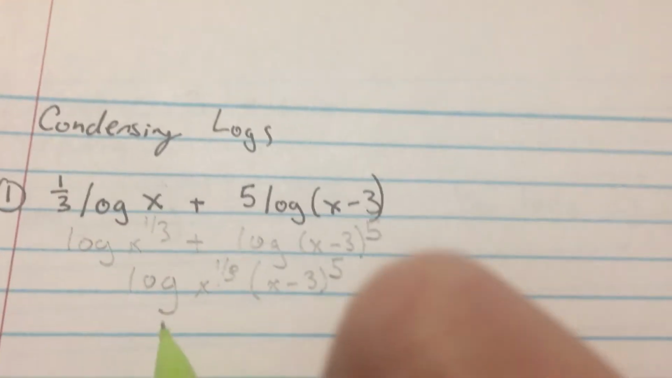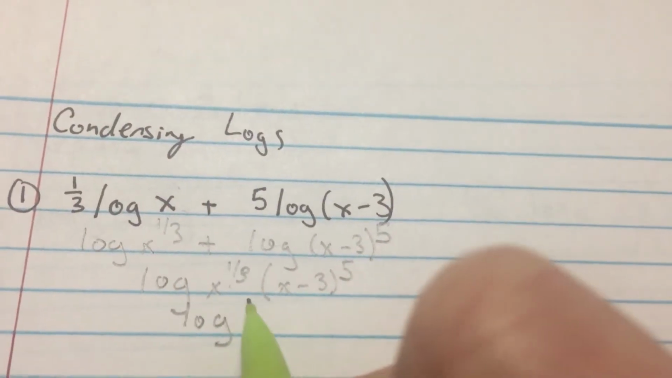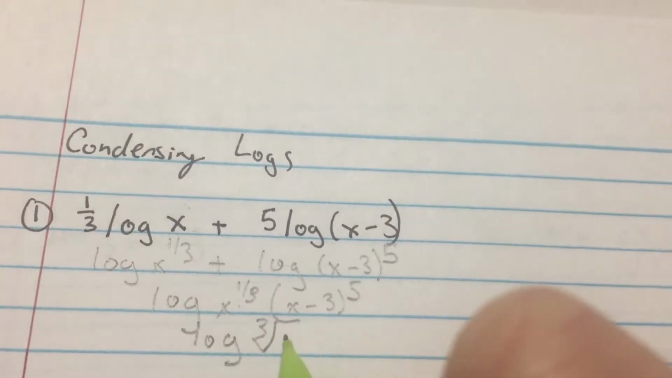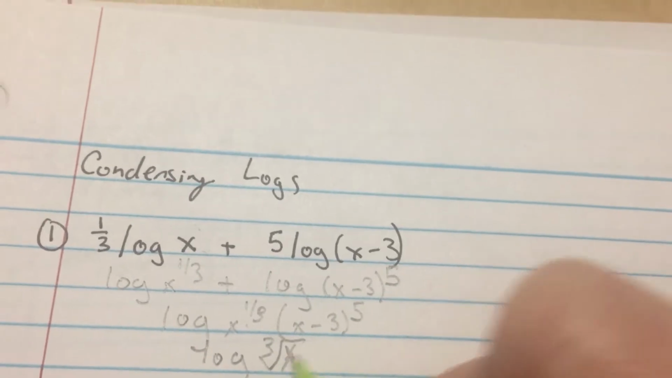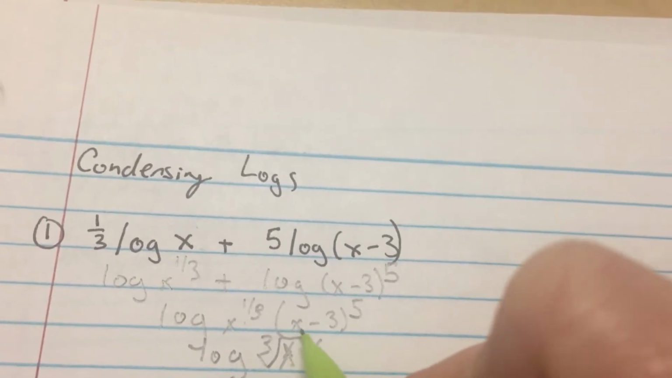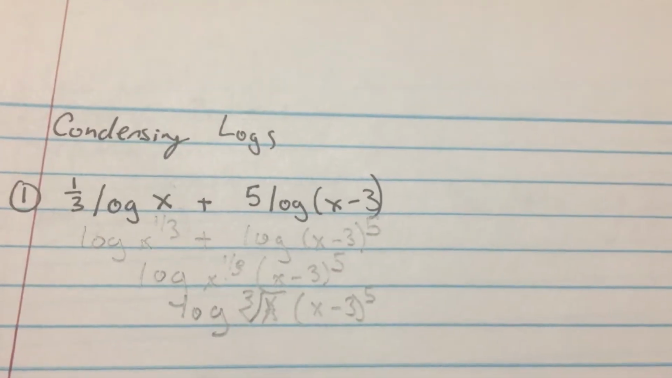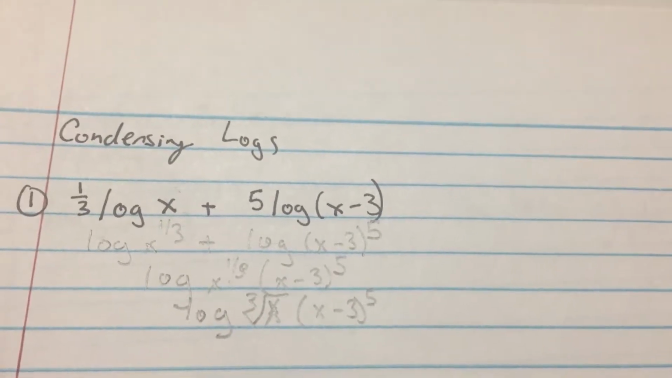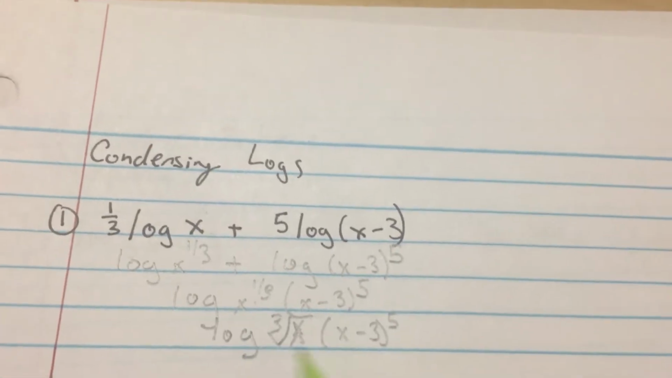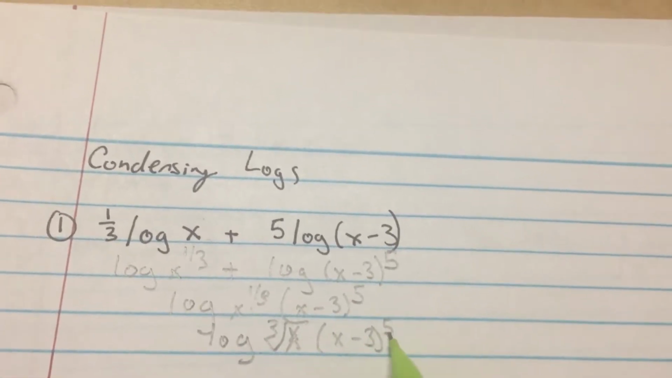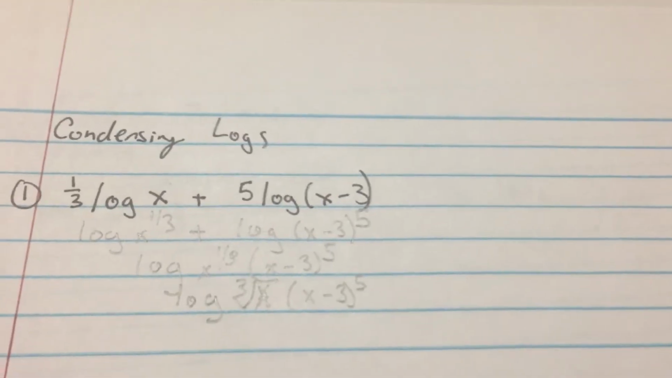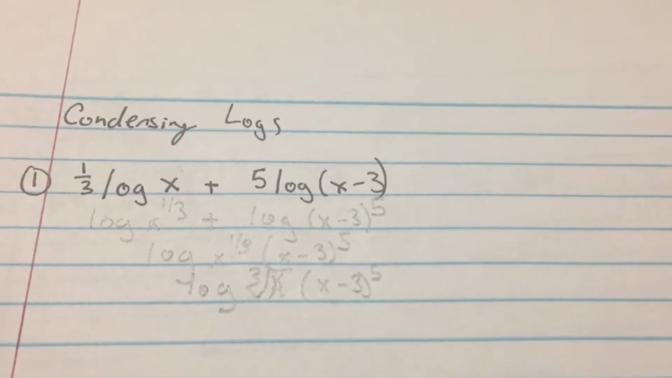So this is a 3. So technically, you could say that this is the cubed root of x times, make sure that that radical stops, x minus 3 to the power of 5. Either one is perfectly fine. Again, you can't distribute in, right, because we'd have to multiply out x minus 3 5 times, and we don't want to do that.